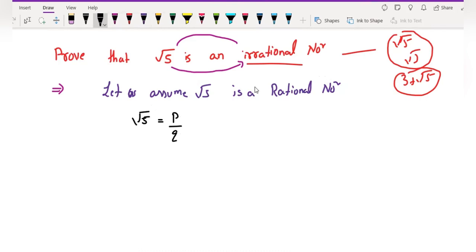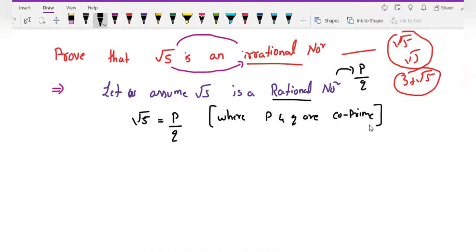If any number we call rational, that means that number can be written in the form of p by q. That's why we call that number a rational number. Now what condition do we have to give? Where p and q are co-prime numbers.